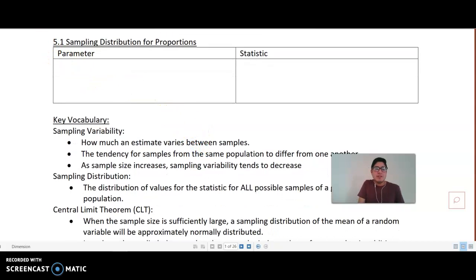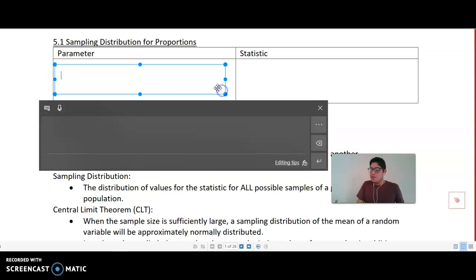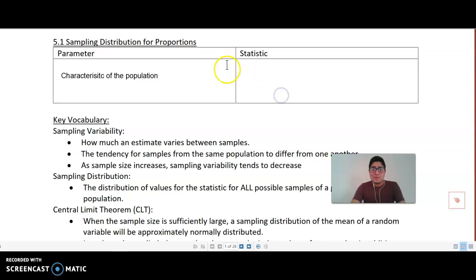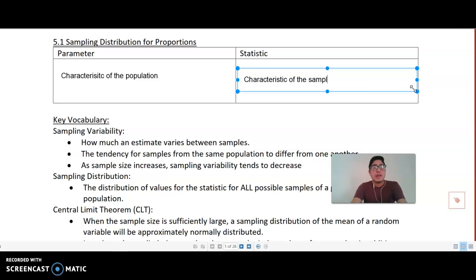So a parameter here is basically what we call a characteristic of the population. And a statistic is a characteristic of the sample. So we use parameters for the population, and we use statistics for the sample.